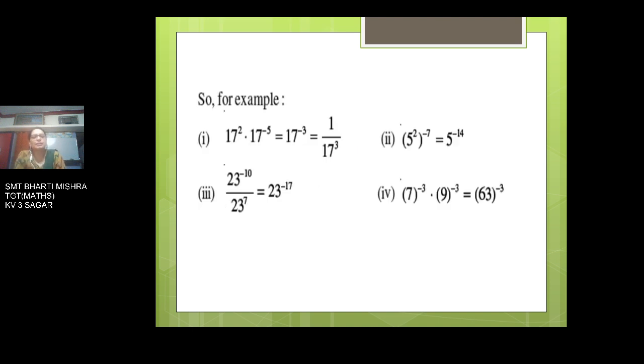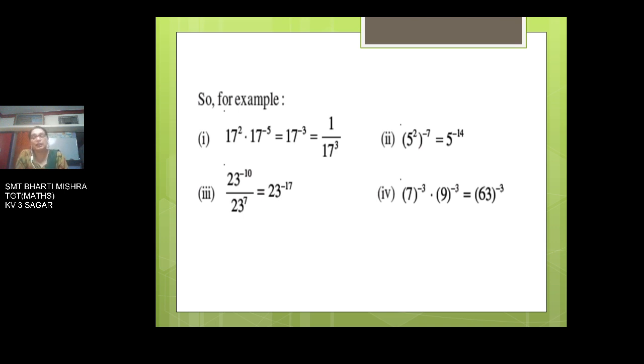Now let us consider some examples. We have 17 to the power 2 into 17 to the power minus 5. Here both have got the same base 17, and we have the multiplication. Dot means the multiplication sign.